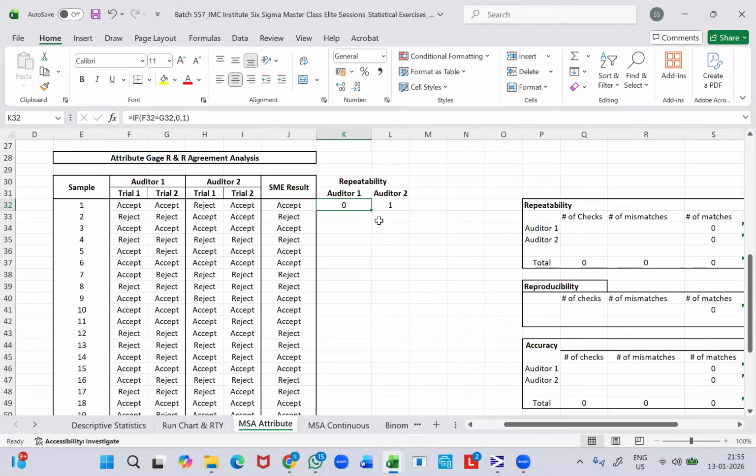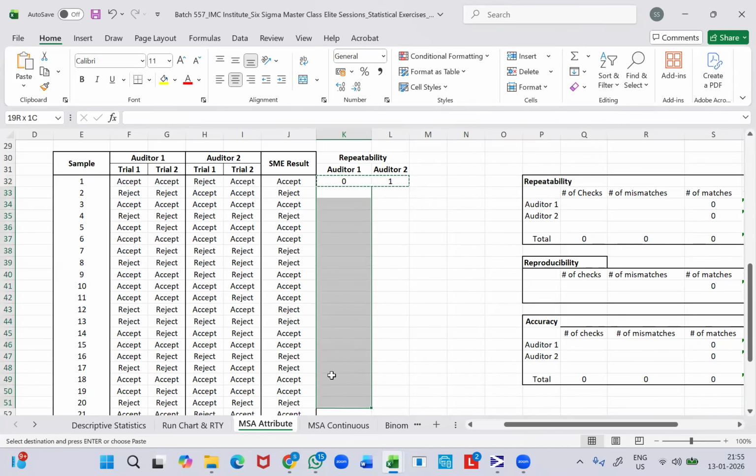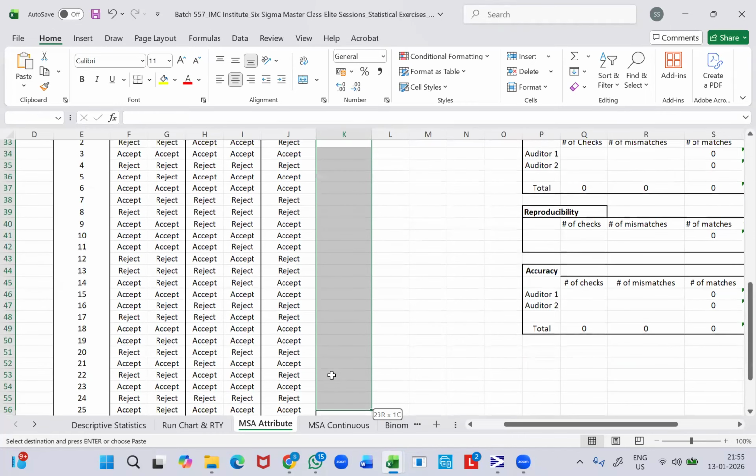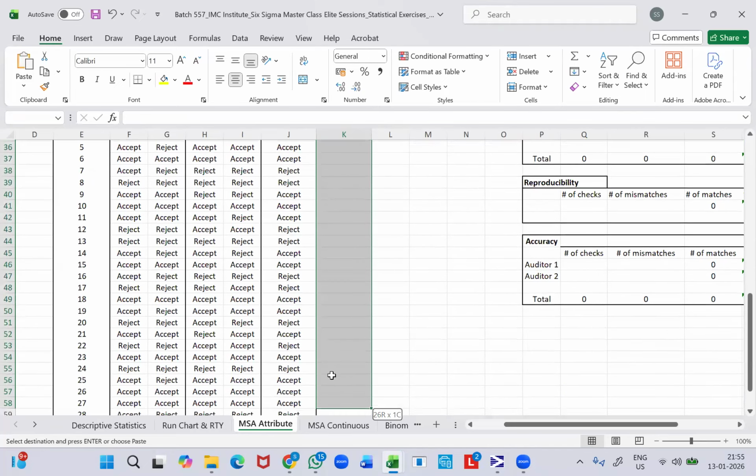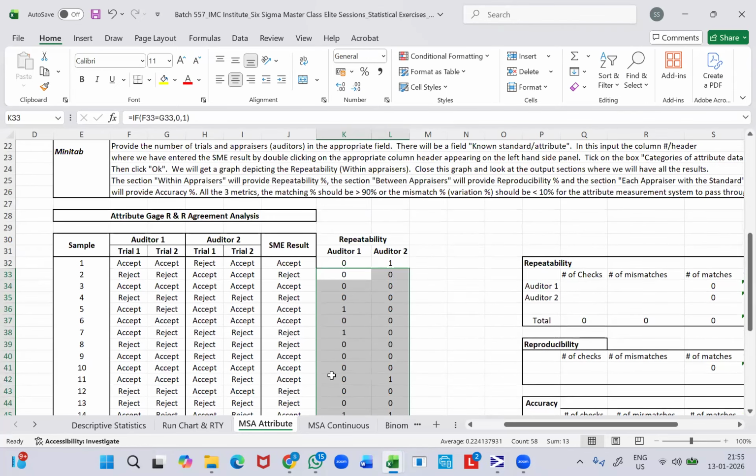Otherwise, as I told you, if you are going to visually observe and come up with the number of mismatches, we need to look at the trial 1 and trial 2 results provided by auditor 1 and auditor 2 covering all the 30 samples. That will be a time consuming exercise. So if you know how to write the IF formula, it becomes all the more easy. Just copy paste this Excel formula for all the other 29 sample units. That's it, right?